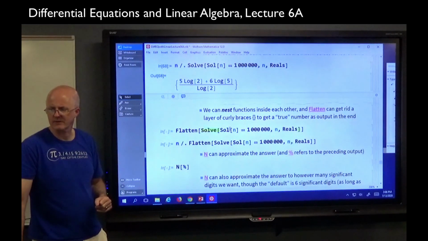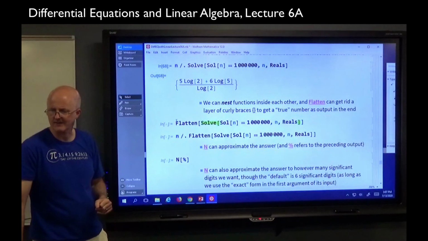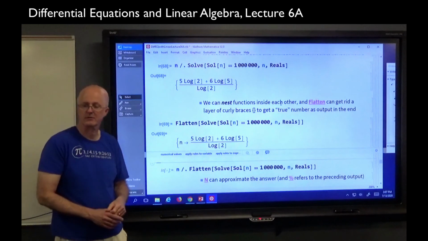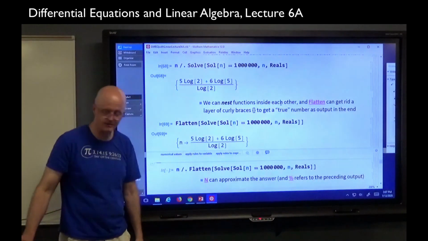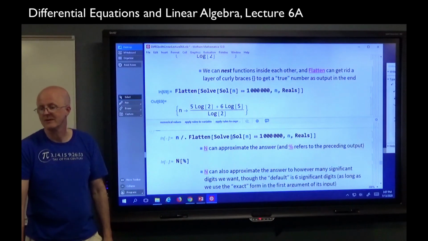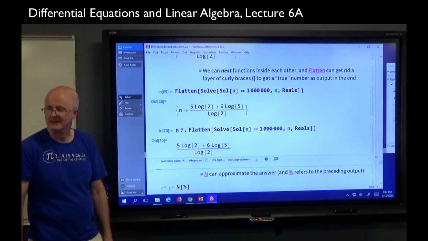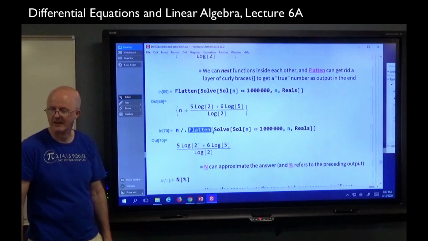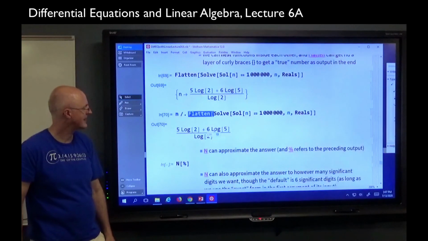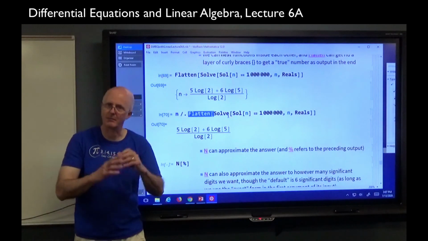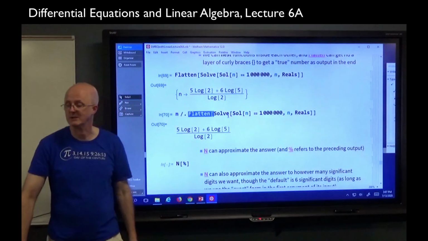And I can get rid of curly braces with this command called Flatten. Flatten gets rid of curly braces. One set of curly braces for the first one. If I want to do the second set of curly braces, when I did the /., I can use Flatten like this. Okay, Flatten is a way to get rid of curly braces. Subtle details that you probably won't remember unless you're actually trying to use them.